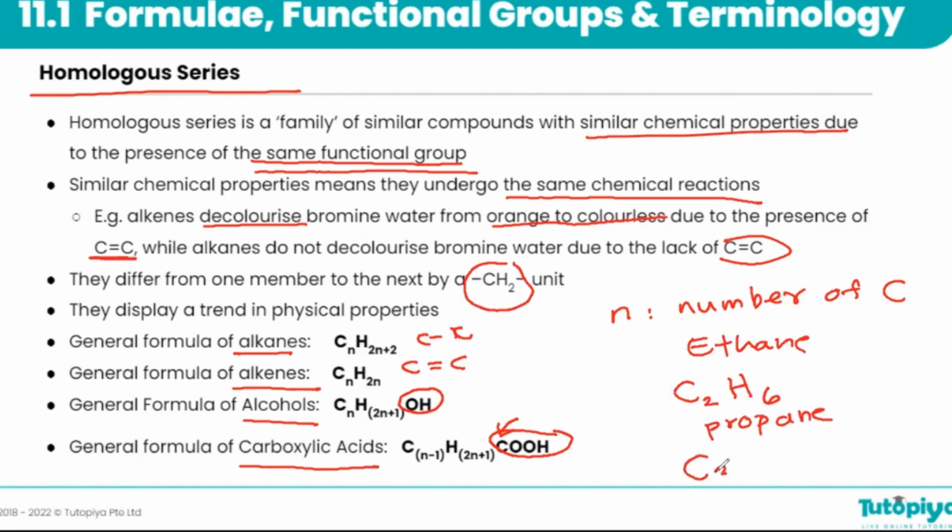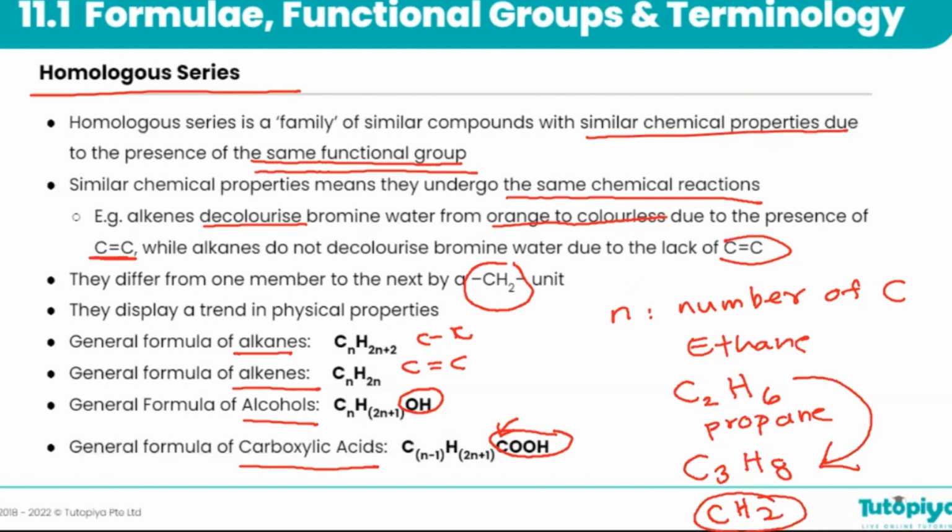Propane will have 3 carbons and 8 hydrogens. What is the difference from ethane to propane? 1 carbon and 2 hydrogens. Exactly, CH2. This is what I mean by the difference of 2 consecutive members in the homologous series is always CH2, a unit of CH2.